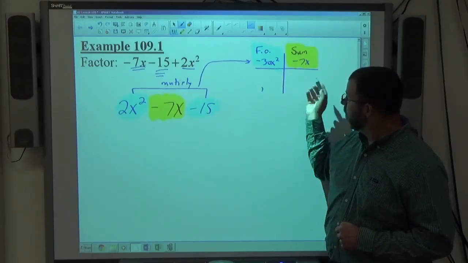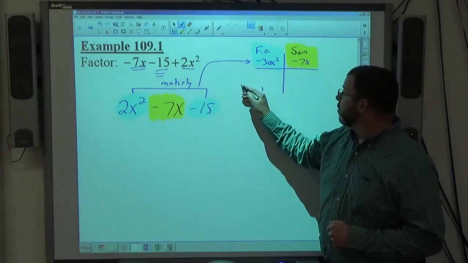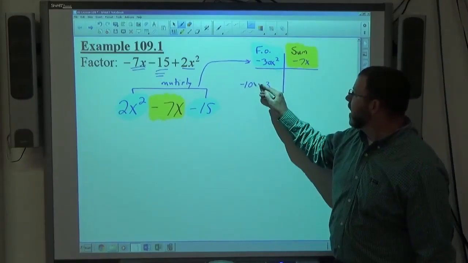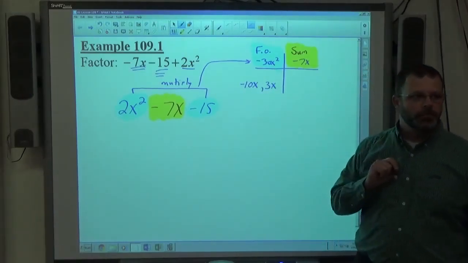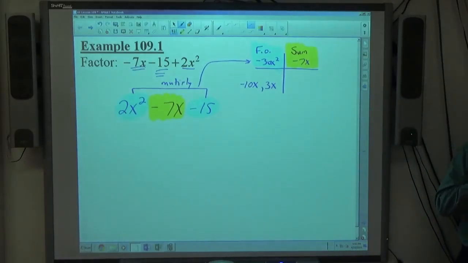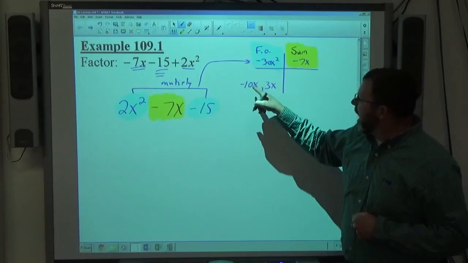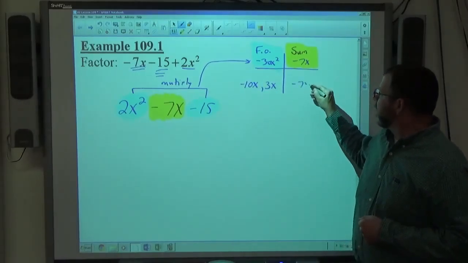3 and 10, or negative 10 and 3. Negative 10 and 3, right? So negative 10 and 3. But instead of just putting negative 10 and 3, I want to put negative 10x and 3x. So you're finding the number part the same way. Just put an x on each one of them. So if I add negative 10x and 3x, I get negative 7x.